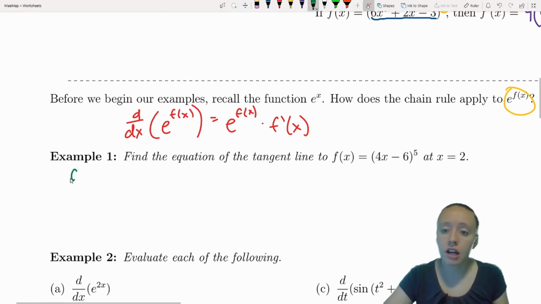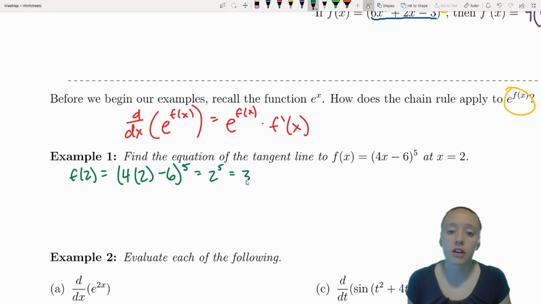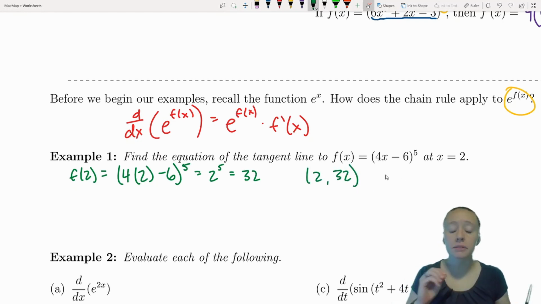So f of 2, knowing that my x value is 2, is going to be 4 times 2 minus 6, all raised to the fifth. 4 times 2 is 8, 8 minus 6 is 2, so 2 to the fifth is going to give me 32. So my point is 2, 32. So if that's my point, now I need to just find my slope. The derivative of my function at x equals 2 is the slope of my tangent line.